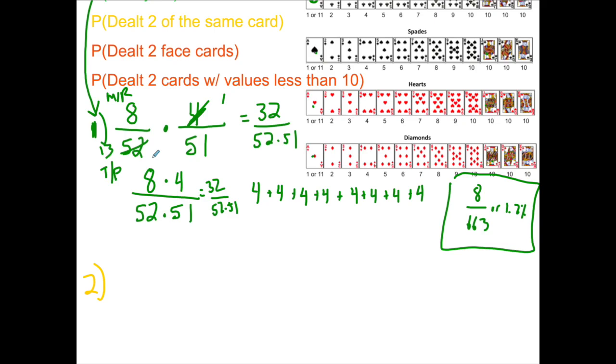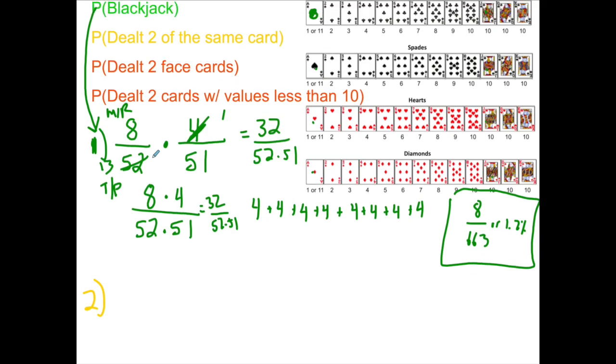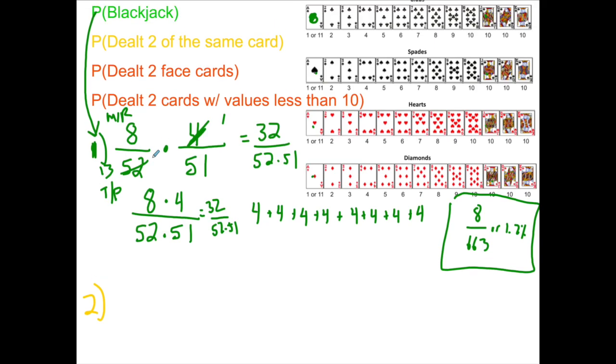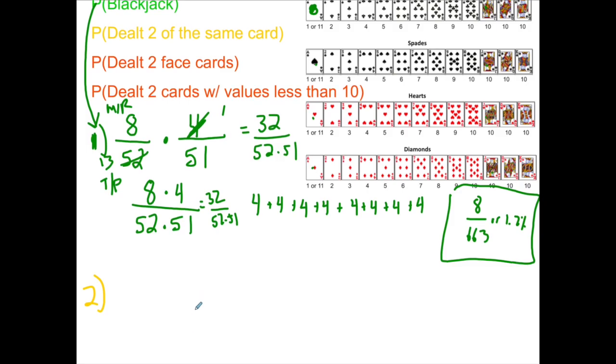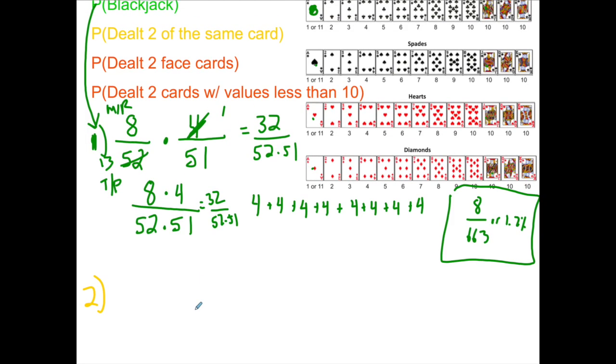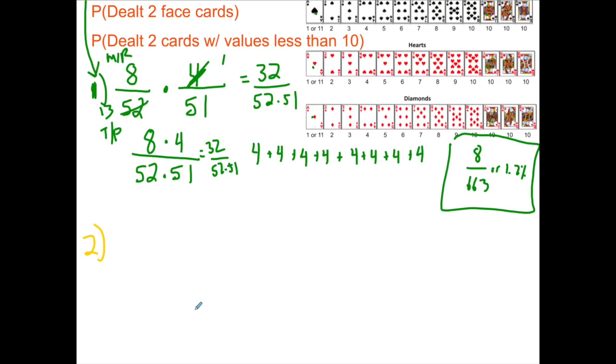So, dealt 2 of the same card. I want the probability of getting doubles. Now, sometimes in blackjack, there's a rule called doubling down. What that lets you do is, if you get 2 of the same card, you can split your hand into 2, and then you can place a bet on each hand, play 2 hands at the same time, and then end up potentially winning even more money. So I want to know, what's the probability I'm going to even be able to do that?